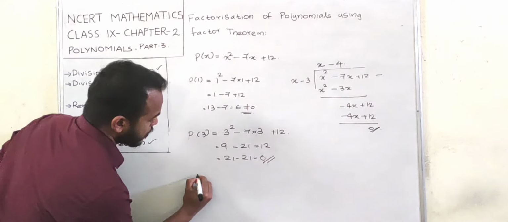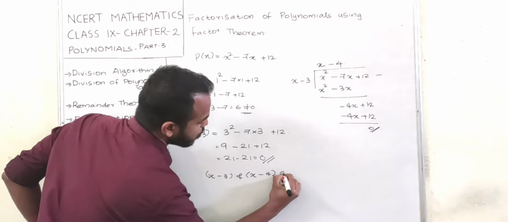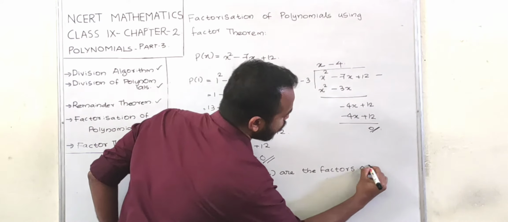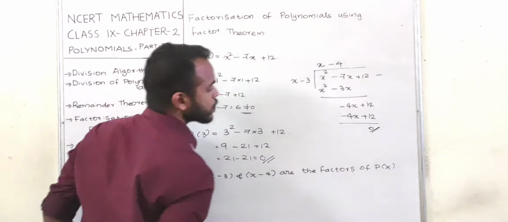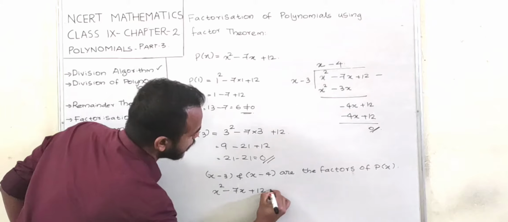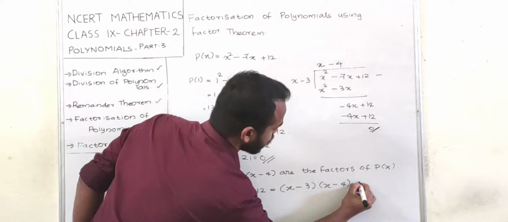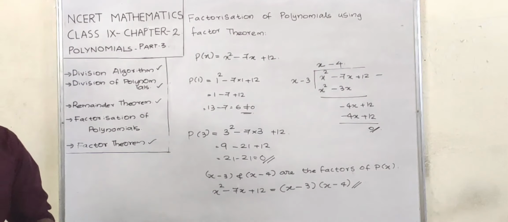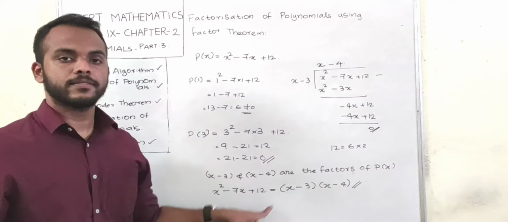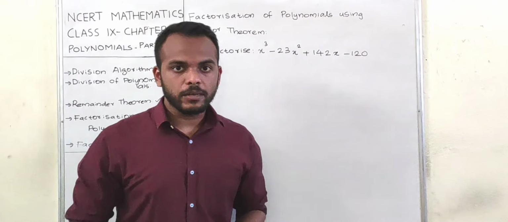So we can say, therefore, x minus 3 and x minus 4 are the factors of P of x. Or you can write x square minus 7x plus 12 is the same as x minus 3 into x minus 4. Just as you wrote 12 as 6 into 2, I have written this one. Now let's see the next problem.